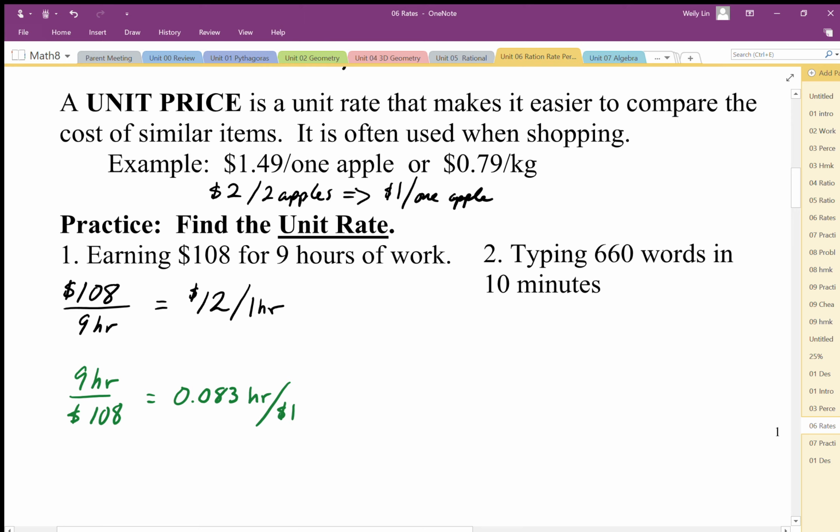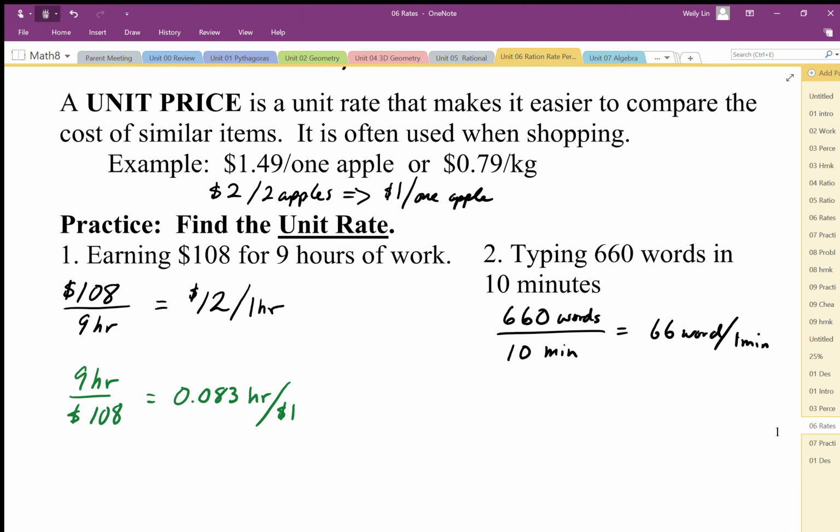Here we have 660 words in 10 minutes. So here's my ratio, 660 words in 10 minutes. There's my ratio, or my rate. If I want to convert this into a unit rate, I divide. So I end up with 66 words for 1 minute, or words per minute.